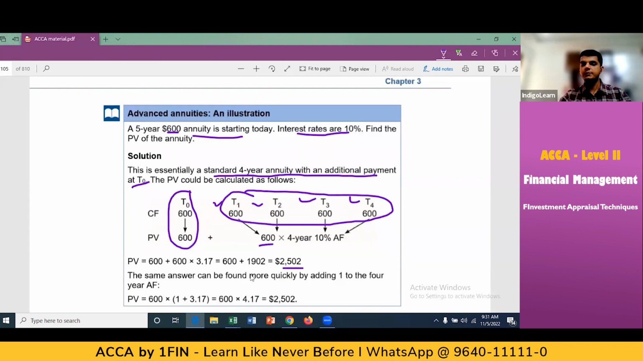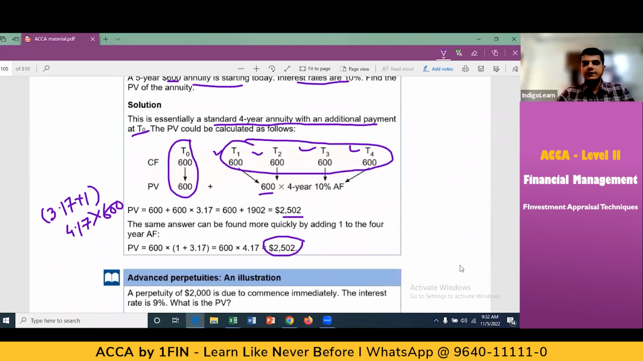Okay, it could be calculated similarly in one more way. 3.17 is your annuity factor for 4 years. In any case, we know that the discounting factor for year 0 is always 1. So the total annuity factor comes to 4.17. You can directly multiply this into 600, so you will get the answer 2502.